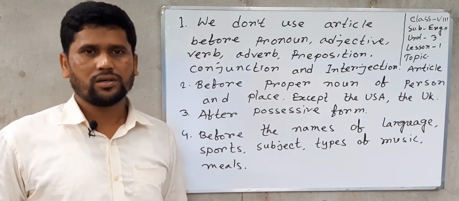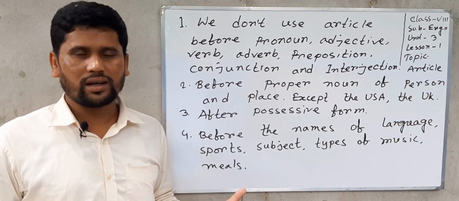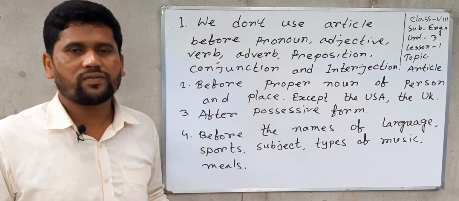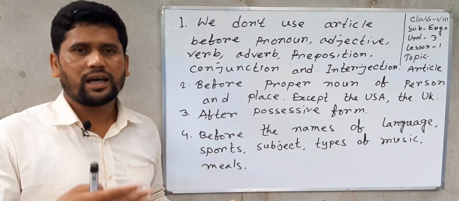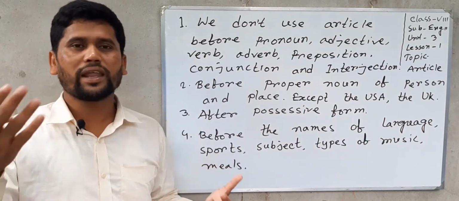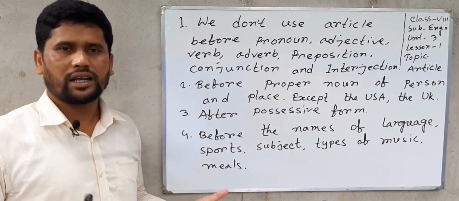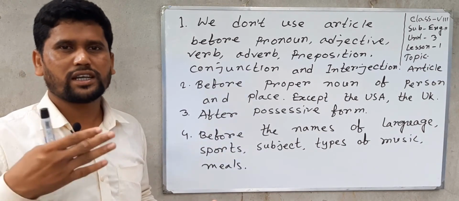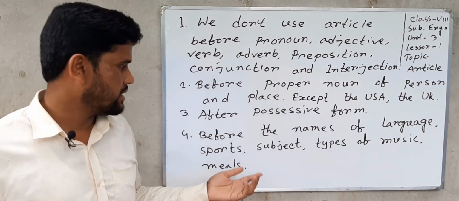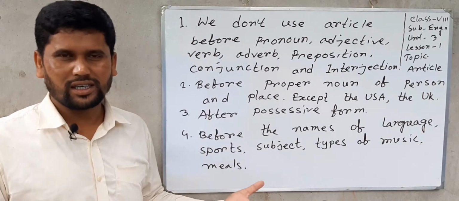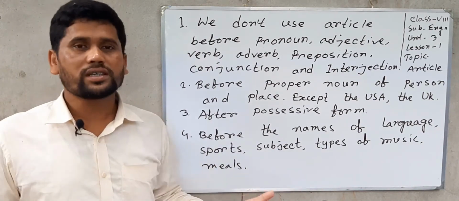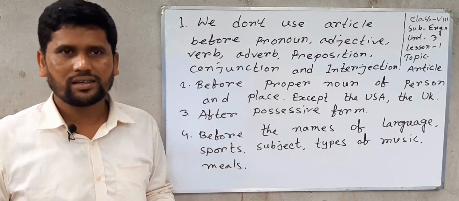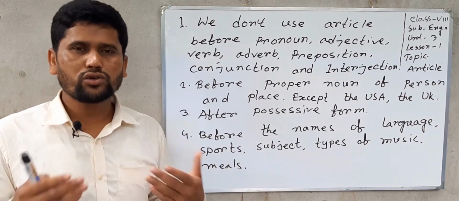And after possessive form, we shouldn't use article. My, our, your, his, her, their, its or someone's, these are possessive forms. We shouldn't use article after possessive form. And also before the names of language, English, Bengali, Chinese, Arabic, and also games and sports, football, chess, cricket. Before the names of any games or sports, we shouldn't use article. Subject, math, English, we shouldn't use article before the subject. Types of music, we don't use article before the types of music. Meals, breakfast, supper, lunch, dinner, before these words we should not use article.